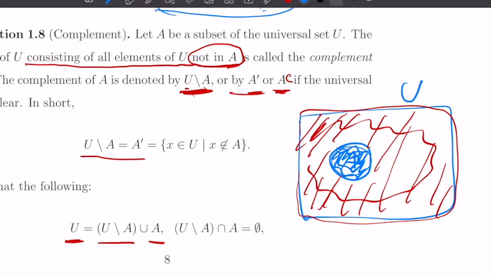This subset or outside of this subset. And also, if you take the intersection between this and this, it's empty. It's trivial, right? If you take the intersection between this part, inside this part, and outside this part, there's no overlap, so the intersection should be empty.